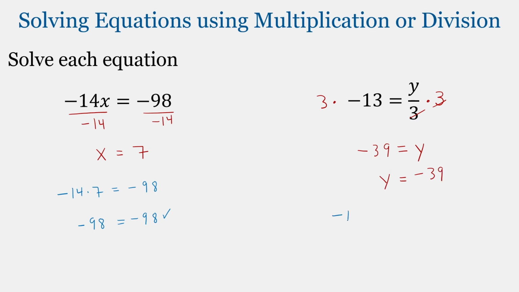Checking our answer, we have negative 13 equal to negative 39 divided by 3. So negative 13 equal to, and then 39 divided by 3 is 13. Negative divided by a positive is negative, so negative 13 equal to negative 13.